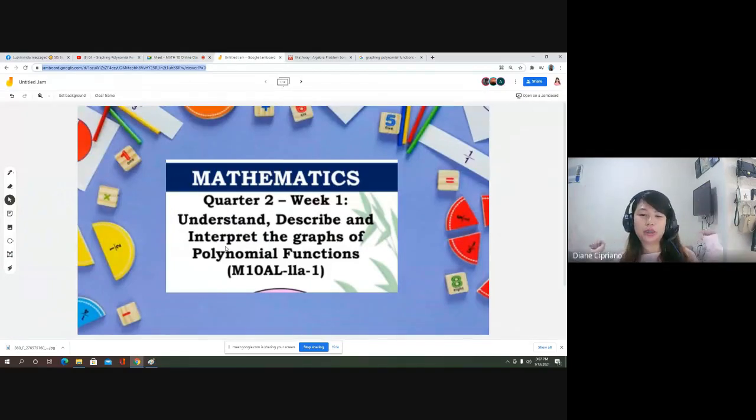So, for our quarter 2 week 1, it is just a continuation of our LC 2 last week because we didn't get to tackle it. So, we're gonna understand, describe, and interpret the graphs of polynomial functions. Here, we will learn how to understand the graph of a polynomial function and identify it more easily, how to determine even in just one look, that it opens upward, or downward, and so on and so forth. So, we will learn that this afternoon.